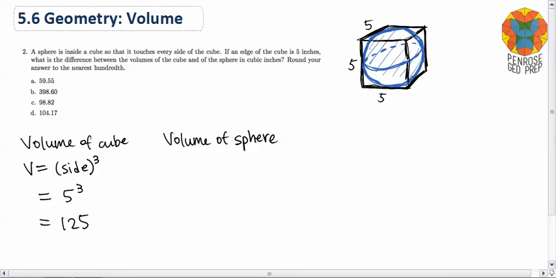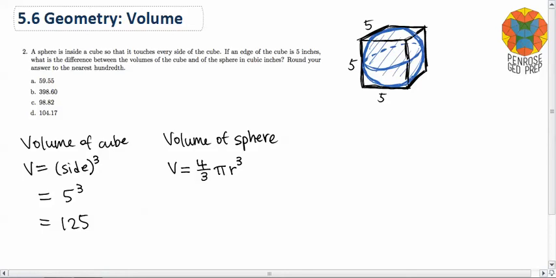Alright, so now we need to find the volume of the sphere, which requires a bit more thinking. Refer to the formula or equations sheet to find the formula for the volume of the sphere. So you should find that the volume equals 4/3 times pi times r, which is the radius, cubed. Now, the length of the radius is not obvious, but it is possible to find.